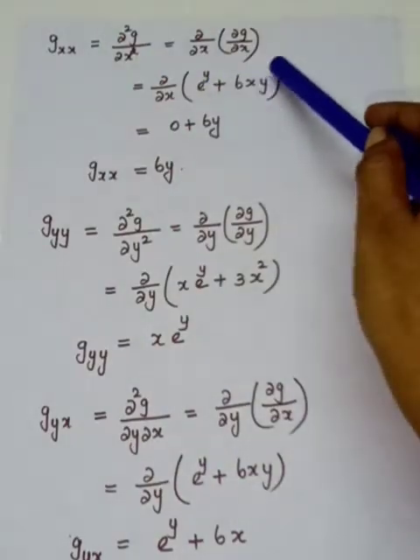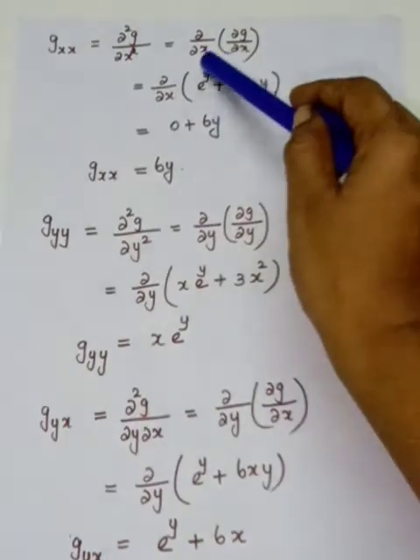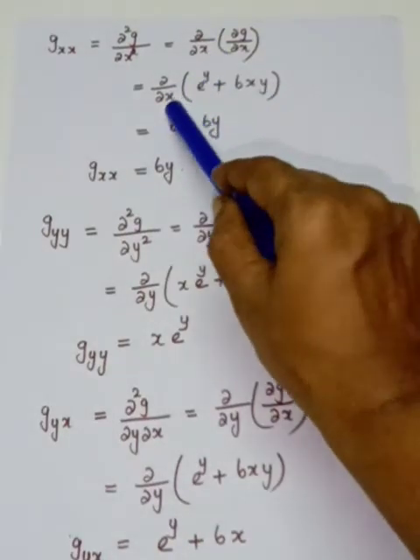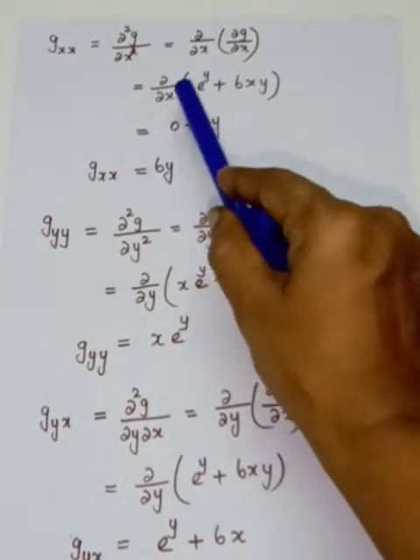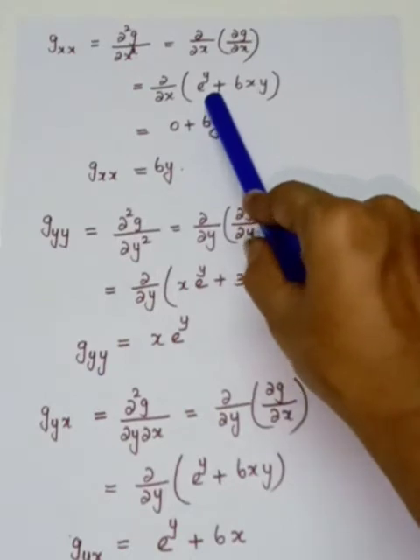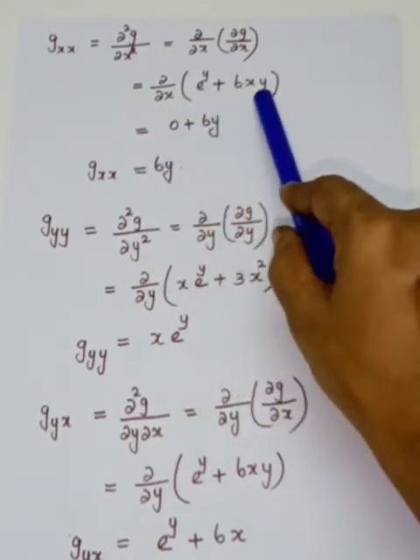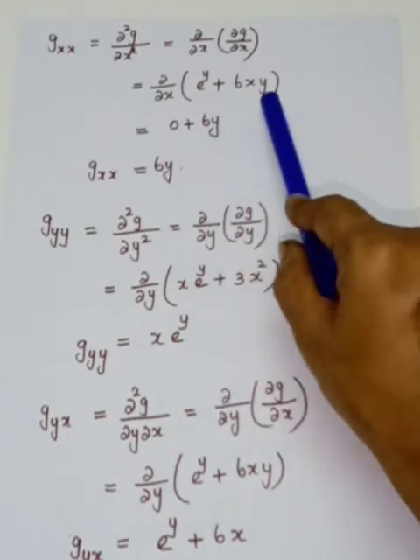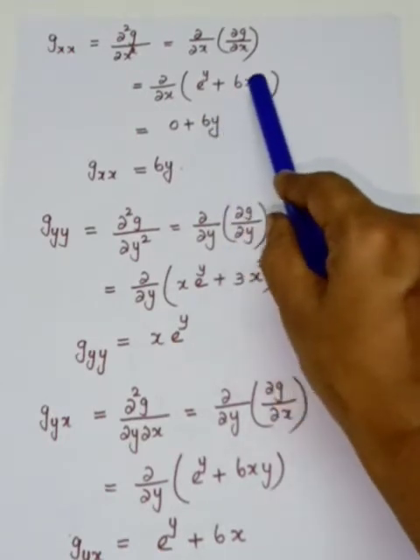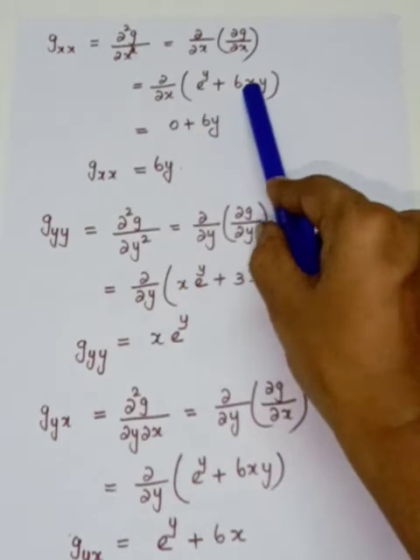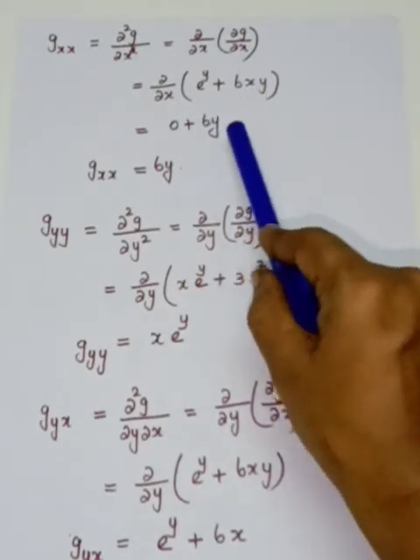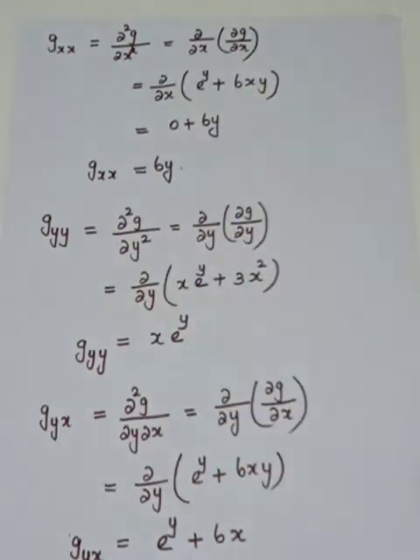6xy. Now this has to be differentiated partially with respect to x. Okay. So e power y is a constant, whose differentiation is 0. From here x is involved. So what is a constant first? 6y. If you take it out, what is remaining? x. If you differentiate x with respect to x is 1. So gxx is 6y. And gyy has to be found.